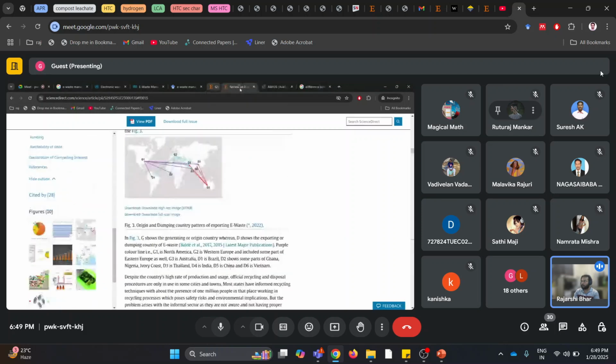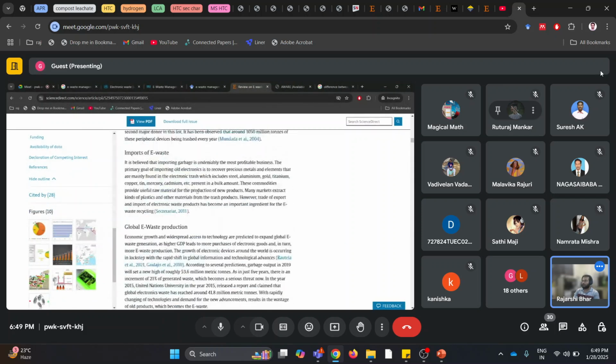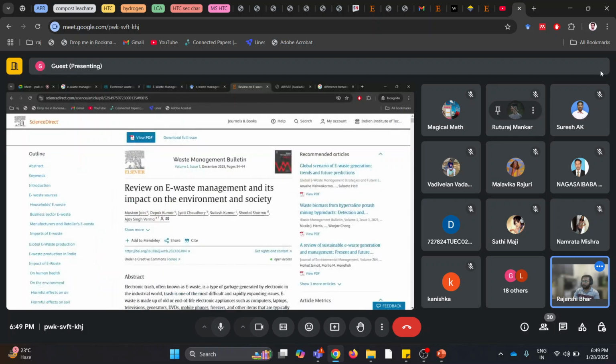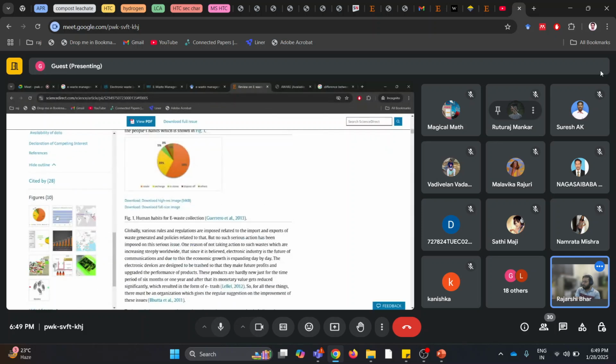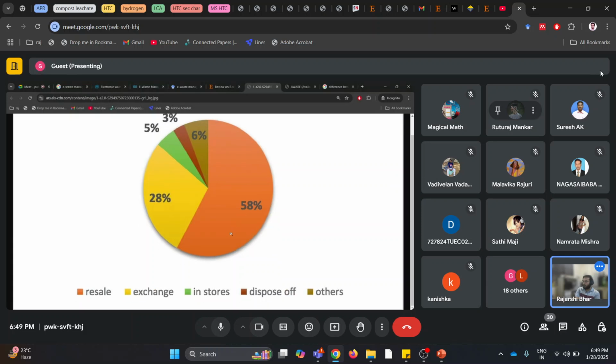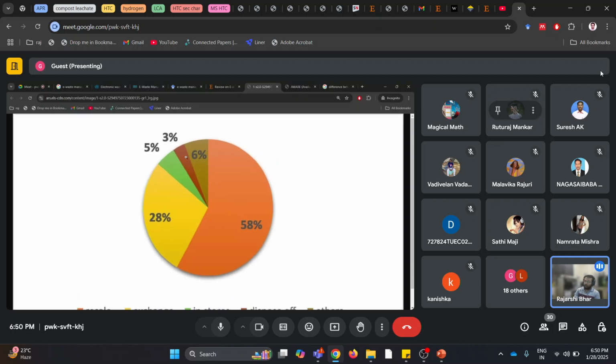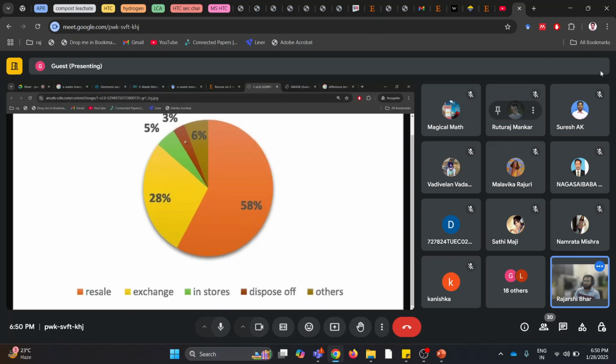So now we will go into the last paper that we want to review today. It is again a review on e-waste management and its impact on environment and society. If I have to talk of human habits, some study was conducted and it was found that 58% of the population want to resell it, 28% exchange it, and this grayish colored one, 3%, want to dispose of them, and 6% is others.